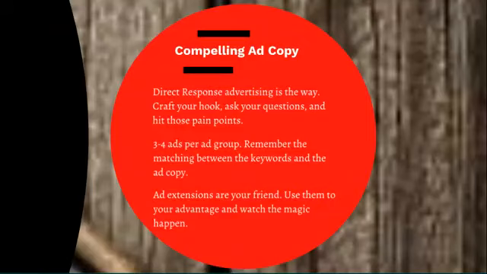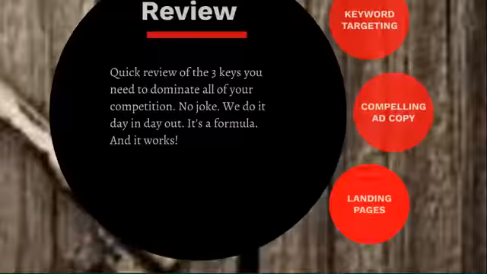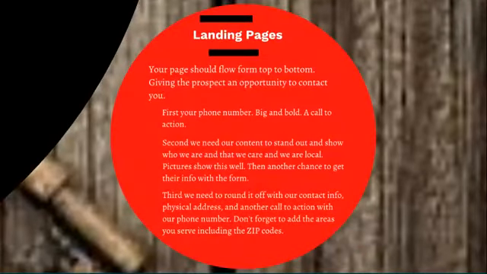Compelling ad copy. Don't forget direct response advertising is the way. Craft your hook, ask your questions, hit your pain points, 3 to 4 ads per group. Remember matching between keywords and ad copy. Ad extensions are your friend. Use them to take advantage and watch the magic happen, guys. And the landing pages: big and bold in the beginning, get their attention, and then we want to show who we are, what we do, and then give them another chance to give us their info, and then round it off with some more call to action and some more info about us.